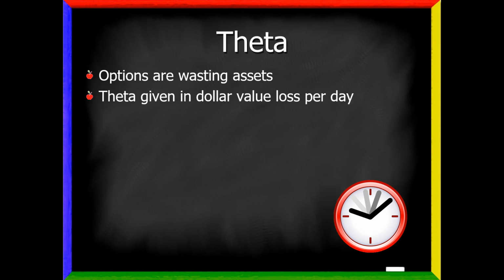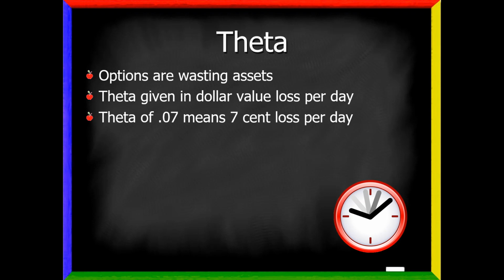Theta is given in dollar value loss per day. That's how you'll see it on your broker's platform. So for example, a Theta of 0.07 means a 7-cent loss per day. As I've mentioned in previous videos, some platforms might multiply that number by 100 because each contract controls 100 shares. So they might show it as 0.07 or they might show it as 7. But most of them show it with a decimal, but just in case it doesn't, understand what it means.